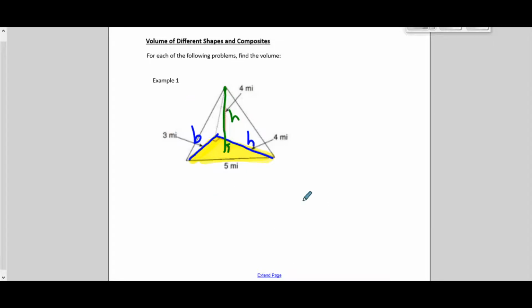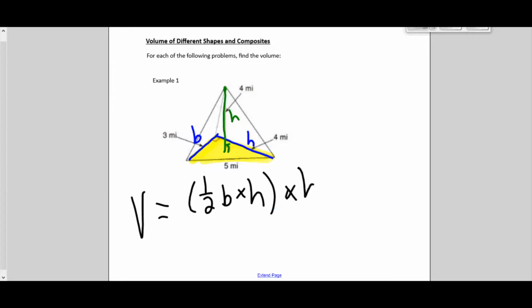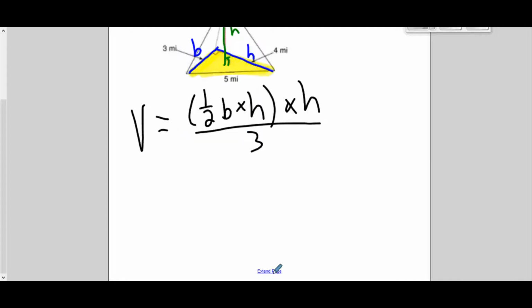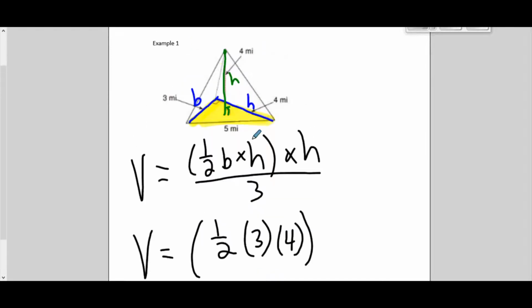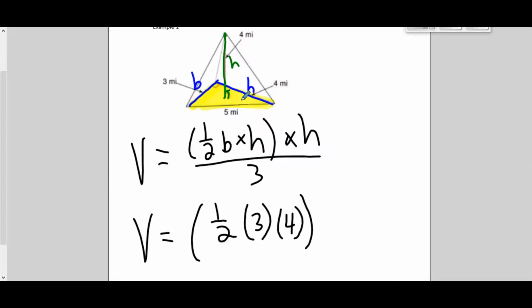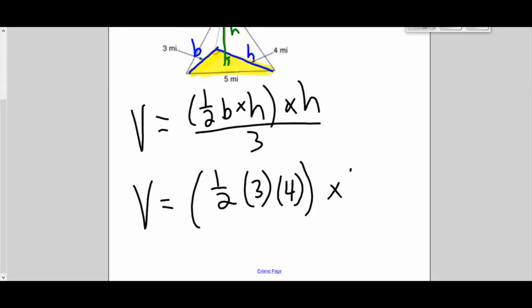So I'm just going to plug all this into my volume formula for a triangular pyramid. So volume, remember, is 1/2 base times height divided by 3. So I'm just going to plug all that in there. So volume is going to be 1/2. The base is 3. The height is 4. And then my green height, so the height of the pyramid, is 4. And I'm going to divide all this by 3.